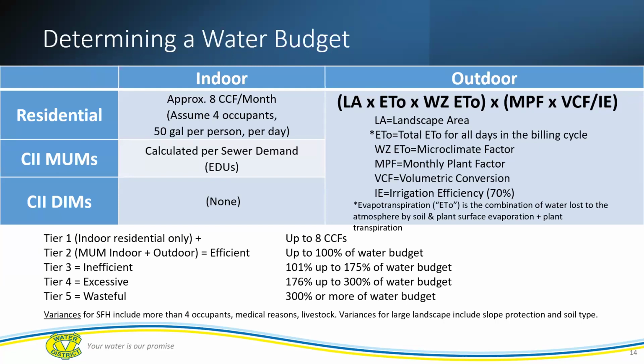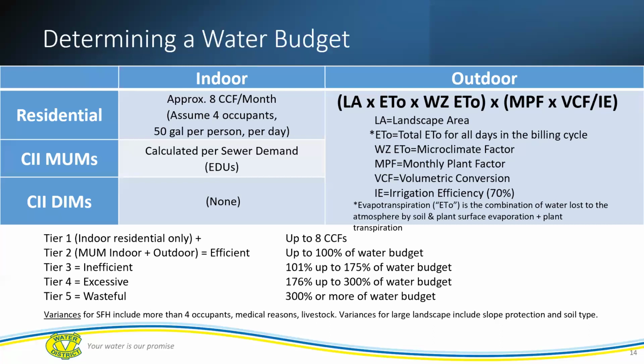And then I also have there, just for your reference, the tiers that we utilize. In our billing structure, we have 5 tiers. As I mentioned, tier 1, that 8 CCF, is only available for residential. For other customers, mixed use meters and dedicated irrigation meters, their billing starts at tier 2. And then we go into tier 3, 4, and 5 depending on, as you can see, how over budget the consumption is.